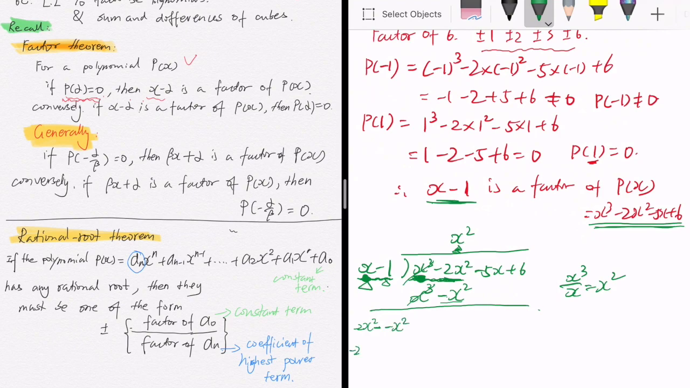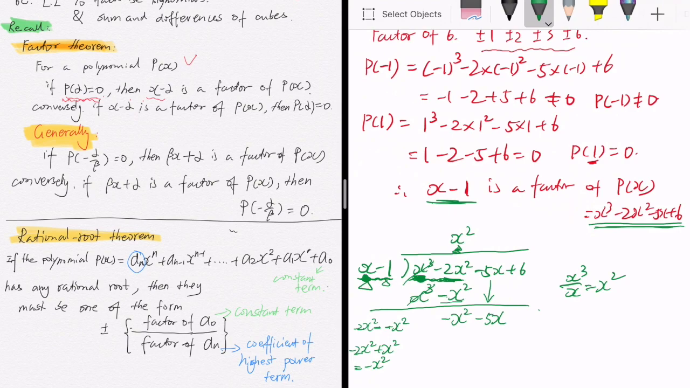Then you have negative 2x squared minus become plus x squared. You actually then get negative x squared. So over here, subtraction, you get negative x squared. And then you bring one more down, minus 5x. So you have two terms again, which matches the number of terms in your divisor too.